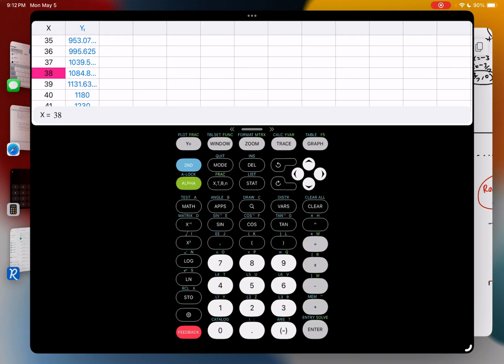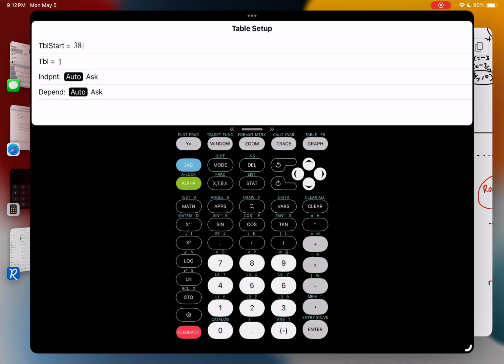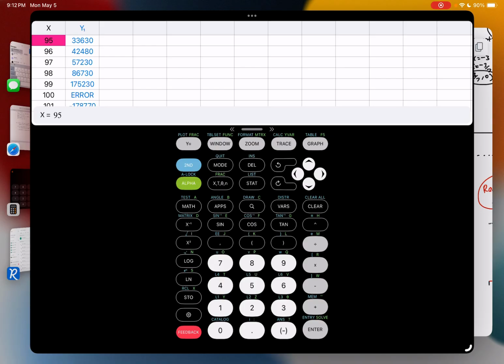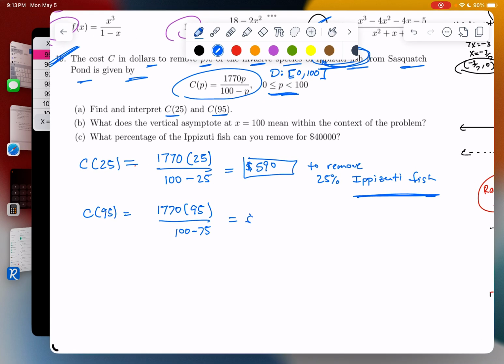Now, a quick way to scroll down, if you press second window, you can change your table start to what you want it to be. So now I can just go down to 95, and it's going to be, wow, that's a lot of money to remove. So it's $33,630 to remove 95% of the fish.